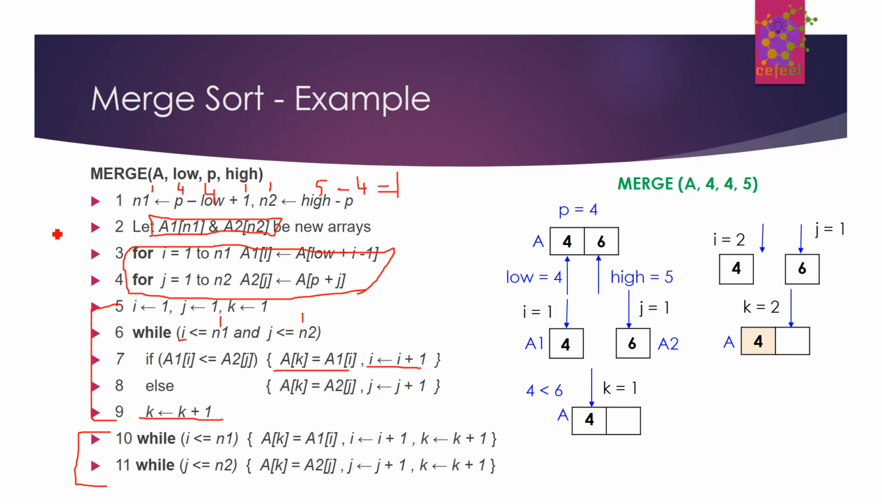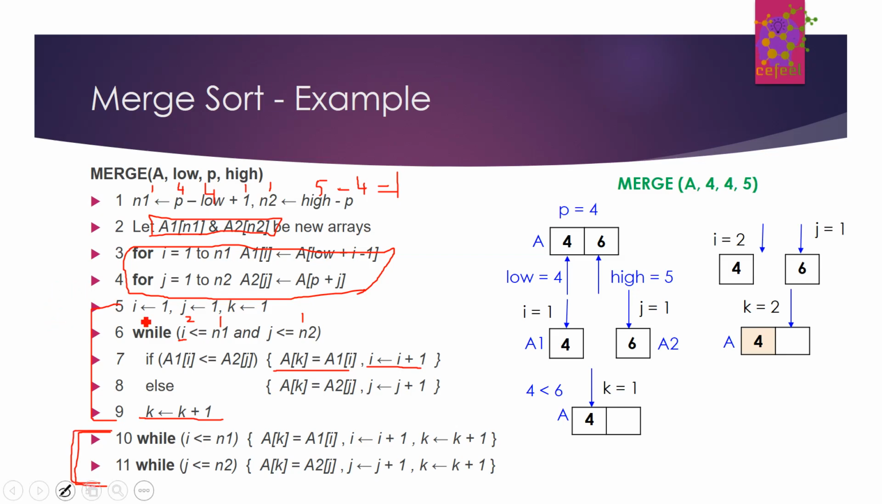Now we go back to the while loop again, and we compare I with N1 and J with N2. Now I is 2, and 2 is not less than 1. So the while loop will end here, because I is done, which means the left sub array is done. There are no more elements in the left sub array to be compared, and hence we end the first while loop, and then we go to the next part of the while loop.